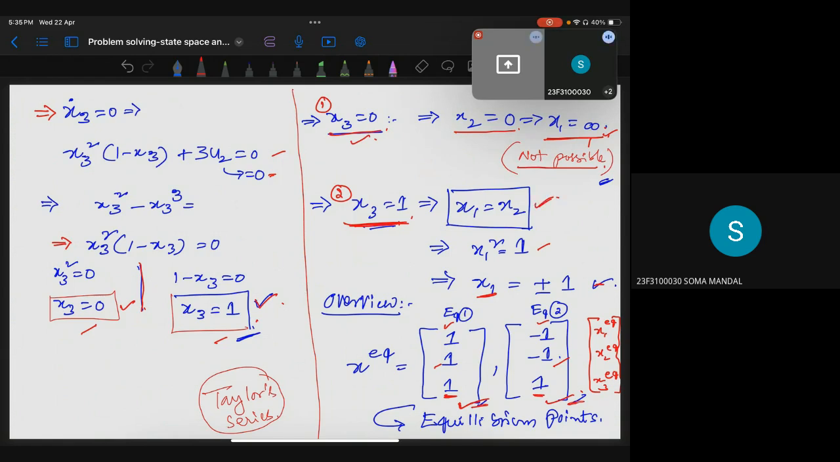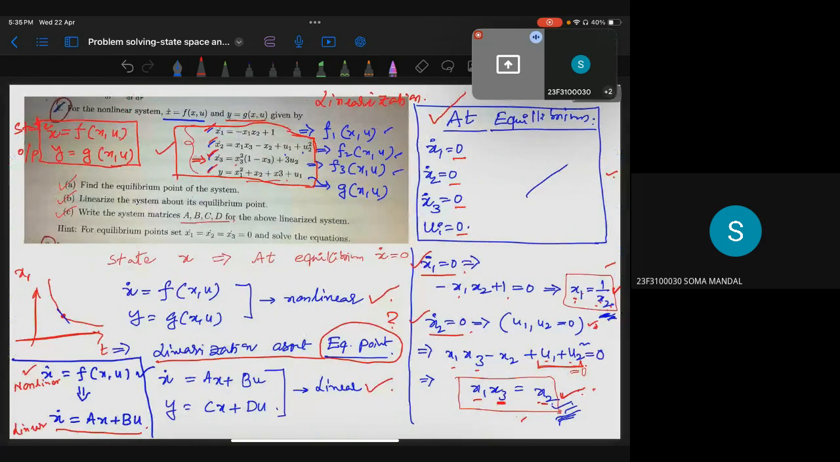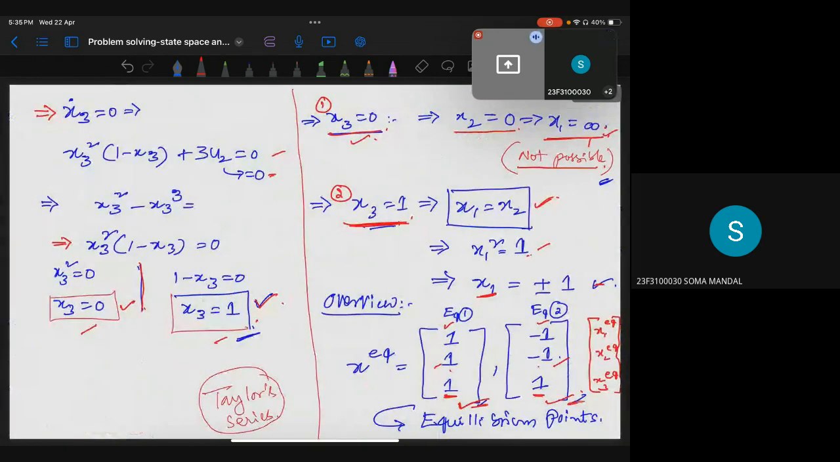Then x1 squared is equal to 1, so x1 is equal to plus or minus 1. Substitute x1 equal to 1 and x1 equal to minus 1, and you'll get x2 as the same value in these two equations. Finally, we got these two possible vectors: 1, 1, 1 and minus 1, minus 1, minus 1. We call these the equilibrium points.